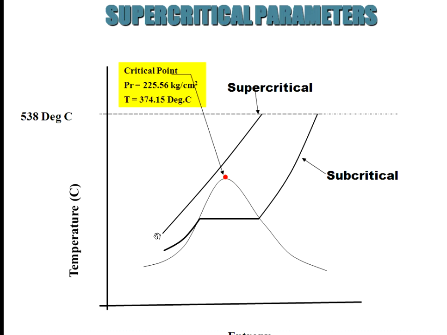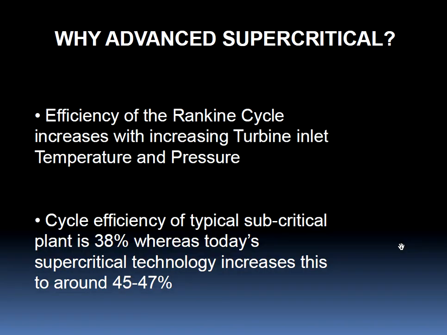But here what we are going to do is increase the pressure. When we increase the pressure, water automatically turns into steam. So that is the advantage of using a supercritical boiler.